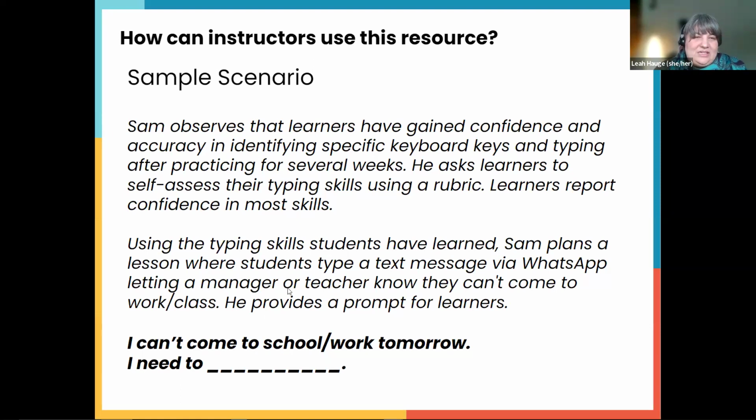In this example, a teacher has observed that learners have gained confidence and accuracy in typing because maybe they were using the DART curriculum or the routine resources to practice knowing their keyboard. Learners self-assess their typing skills using the rubric and report confidence in most skills. So then using those typing skills, students have learned, the teacher Sam plans a lesson where students type a text message via WhatsApp, letting a manager or teacher know that they can't come to work or class. And he provides, of course, a scaffolding prompt, which is really important.